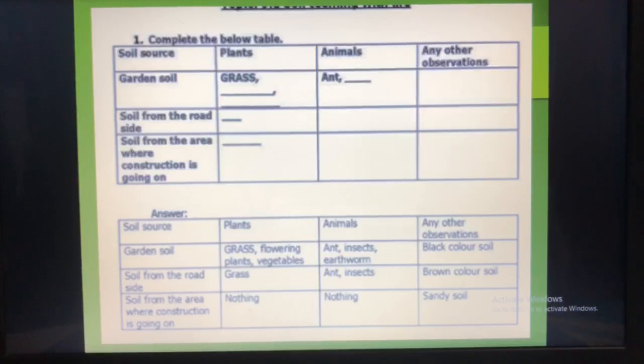Next was soil from the roadside. You can find only grass there, and ants and insects. The color of the soil was brown. Then soil where the construction is going on, you cannot see any plants nor animals, and the soil will be sandy soil. Two more you have to find and write, I said. I think you might have written it, isn't it? Yeah.